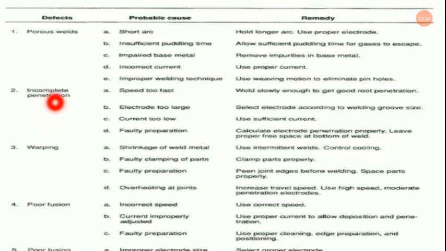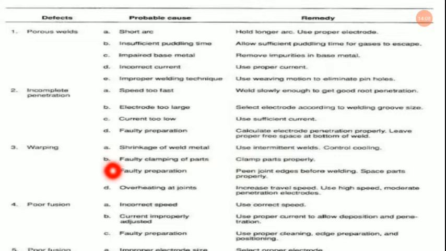Now, incomplete penetration. The probable causes are the electrode is too large, the current is too low, and faulty preparation. Remedy for incomplete penetration: select the electrode according to the welding group size, use sufficient current, calculate electrode penetration properly, and leave proper free space at the bottom of the weld.